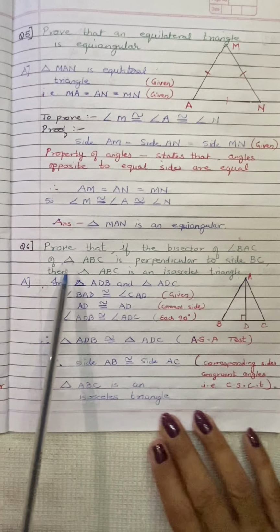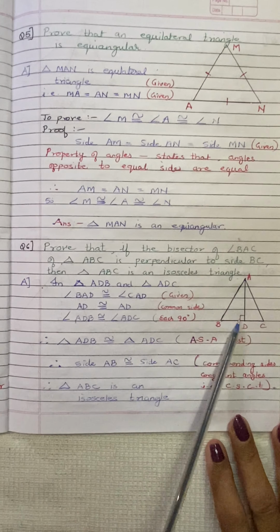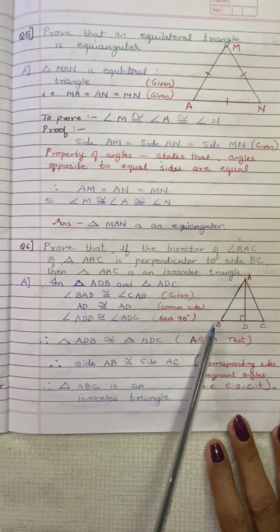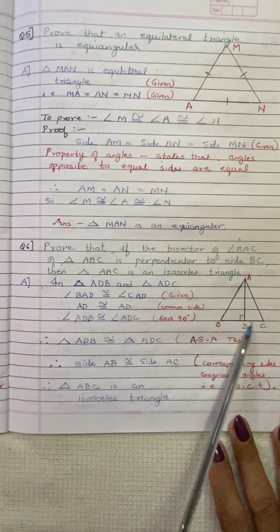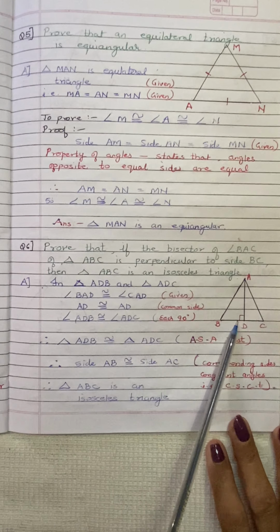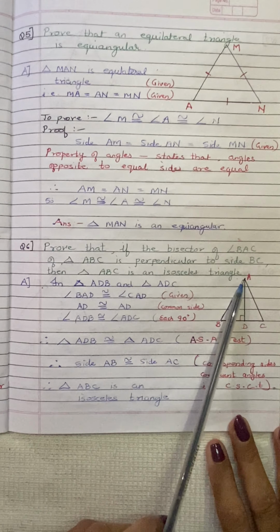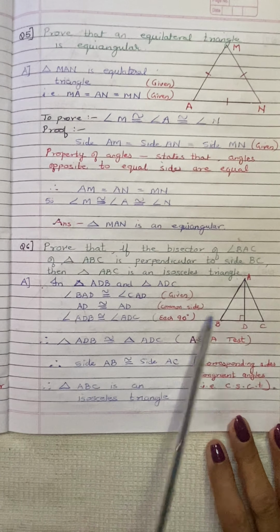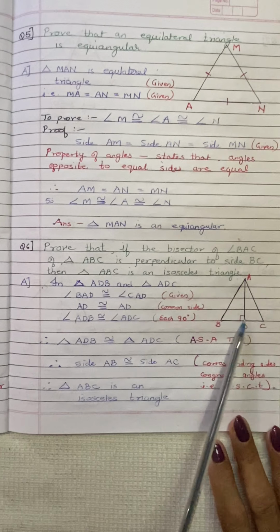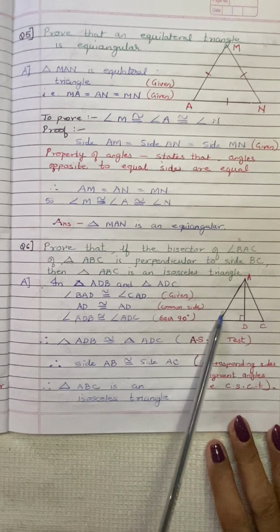Question 6. Prove that if the bisector AD of angle BAC of triangle ABC is perpendicular to side BC, this perpendicular forming an angle of 90 degrees, then triangle ABC is an isosceles triangle. Now we have to talk about triangle ADB and ADC, because this is a perpendicular bisector of angle BAC. So what we have to prove is it is an isosceles triangle.